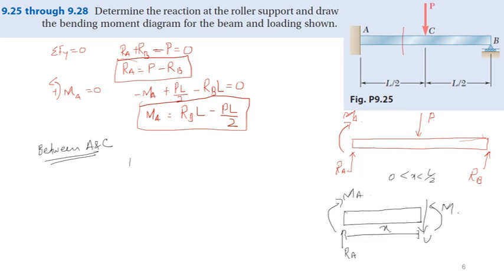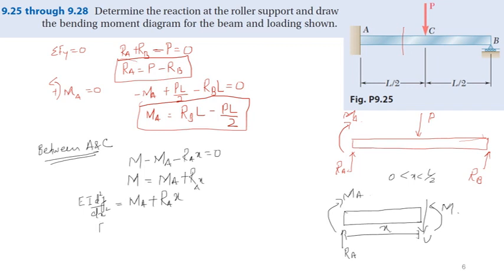So the moment equation I'm going to write: M minus MA minus RAX is equal to 0, or M is equal to MA plus RAX. Now, if I want to write the differential equation of elastic curve, that is EI d2y by dx square equals MA plus RAX.